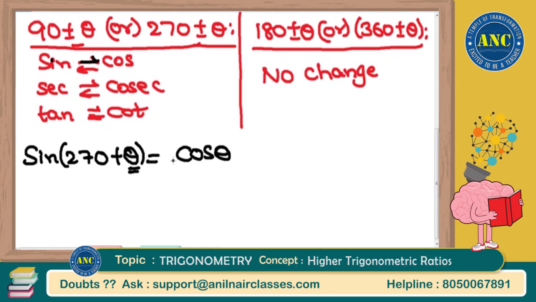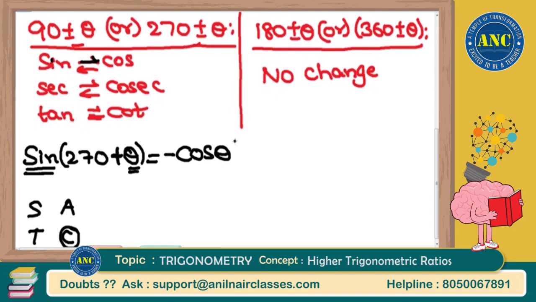Now, whenever it is 270 plus theta, as I explained in detail in my coordinate geometry concept half an hour before, 270 plus theta means it is going to the fourth quadrant. In the fourth quadrant, which are positive by ASTC? Cos and secant are positive, but here it is sine. Will sine be positive in the fourth quadrant? No, it is not positive. So it should be minus cos theta. I hope the idea is clear.